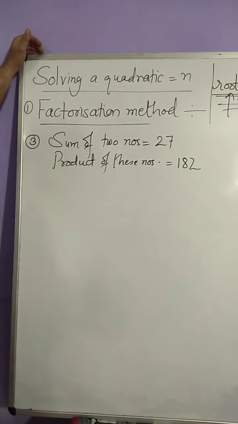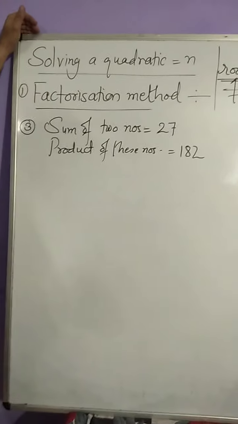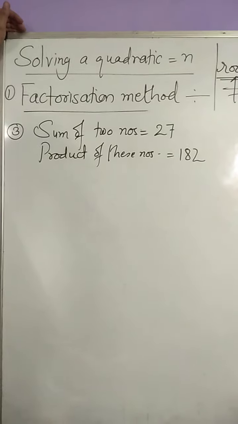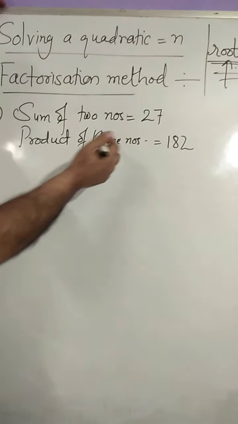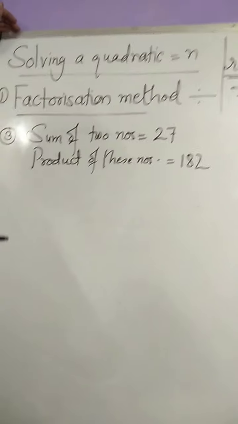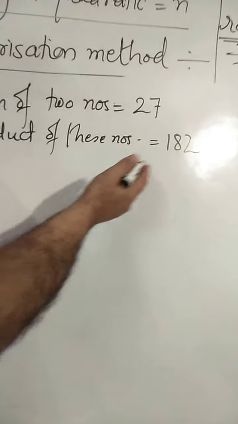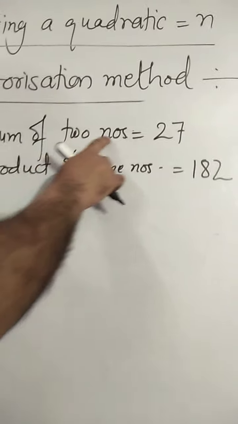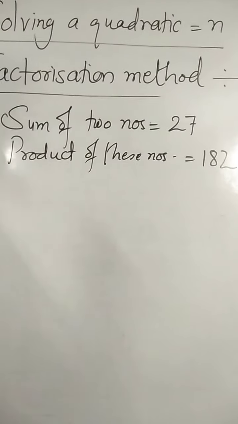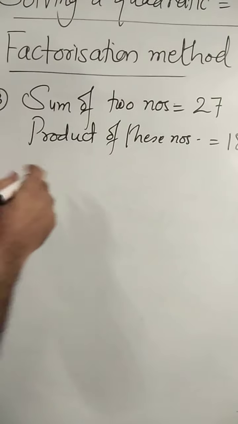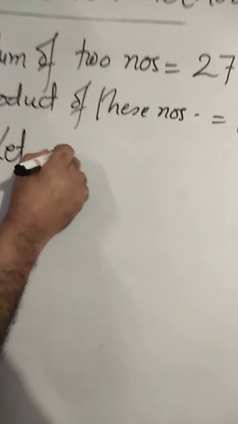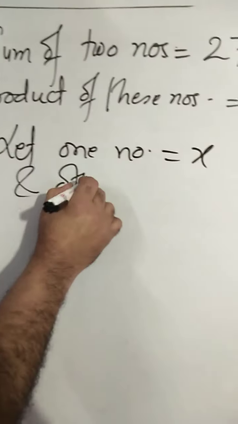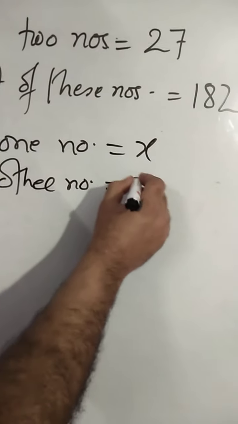Now we'll take question number 3, statement sums. What is this question? Here we are given two numbers whose sum is 27 and the product of those numbers is 182, and we are asked to find the numbers. He is talking about two numbers, so let's take one as x and the other as y. Let one number be x and the other number be y.